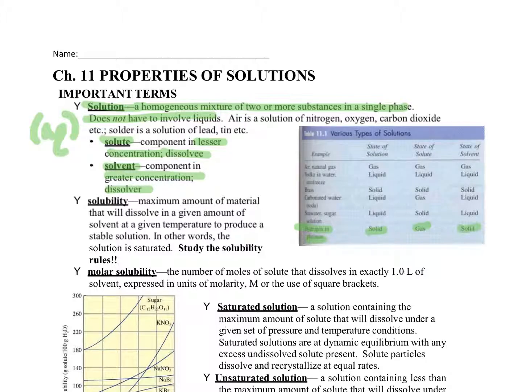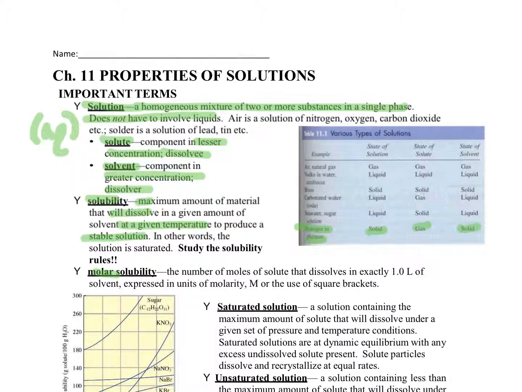So solubility is if we take into account this solute and solvent ratio and what's occurring here. Solubility is the maximum amount of material that will dissolve in a given amount of solvent at a given temperature to produce a stable solution. The stable part's very crucial. In other words, that makes our solution saturated. We're at our maximum. Okay? Our solubility rules can tell us which ones of these ionic compounds will be in a solution.